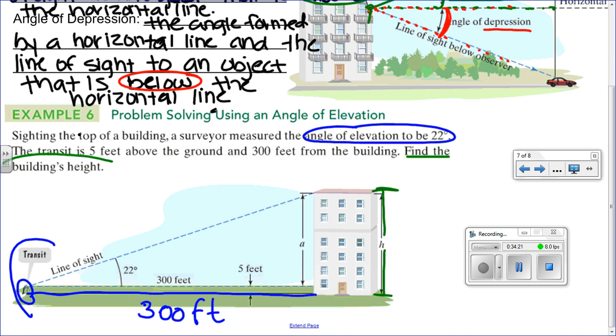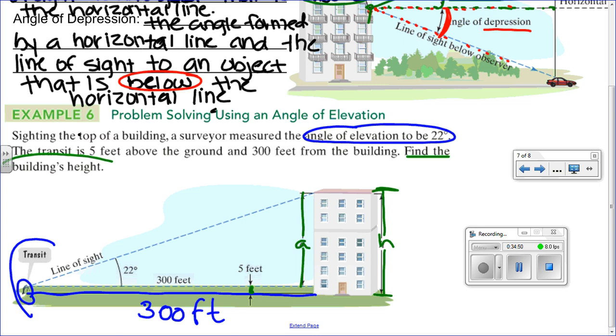When we measure that, we are going to have to consider the 5 extra feet right here. This is 5, this is A, and we're looking for H. Are we okay with that? So, let's see, what else do we know? We don't know anything at all.